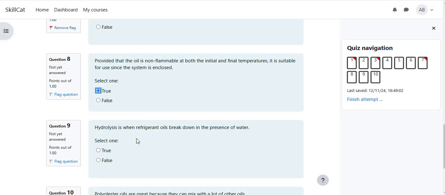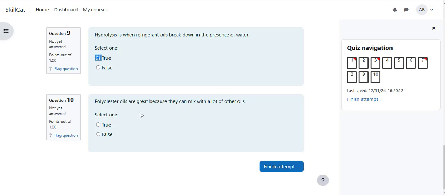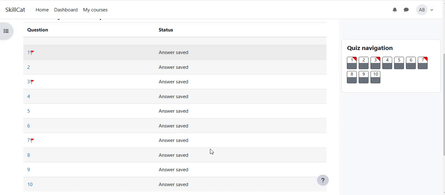Hydrolysis is when refrigerant oil breaks down in presence of water. I'm trying to remember this one. True. Polyester oil are great because they can mix with a lot of oil. True. Let's finish this up then.